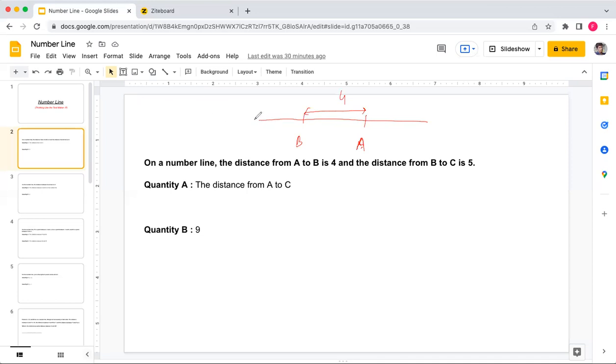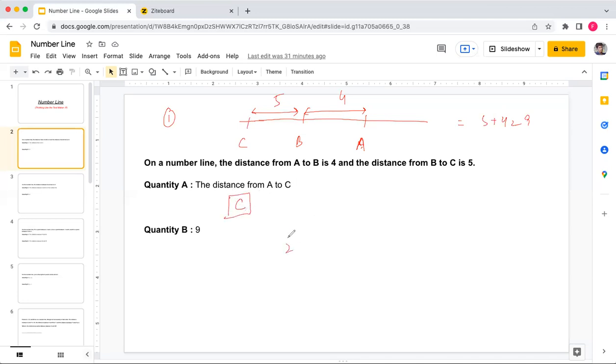So now there could be two scenarios. If we consider the first scenario, the distance between B and C is 5, C could be in this direction and the distance is 5, right? So in this scenario, the question asks the distance between A and C, that is 5 plus 4, 9. In that case, both of these quantities are equal.